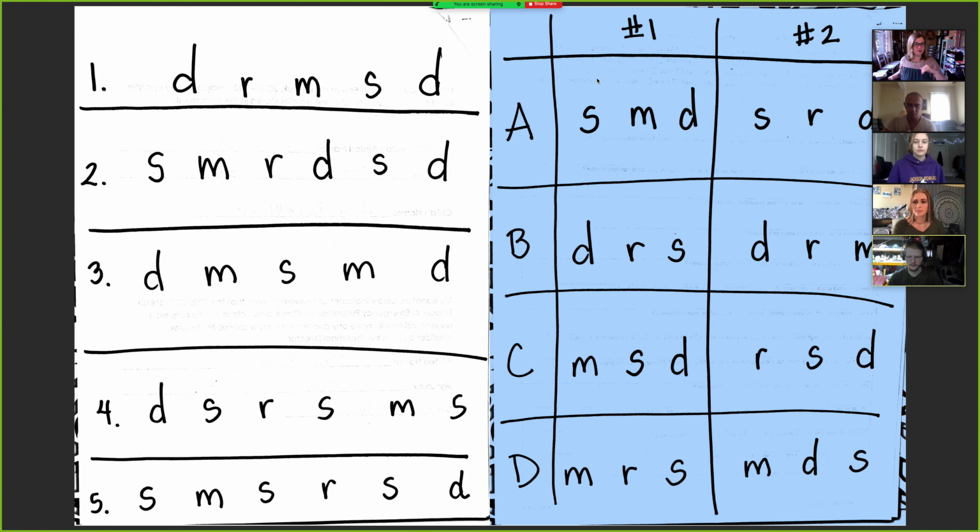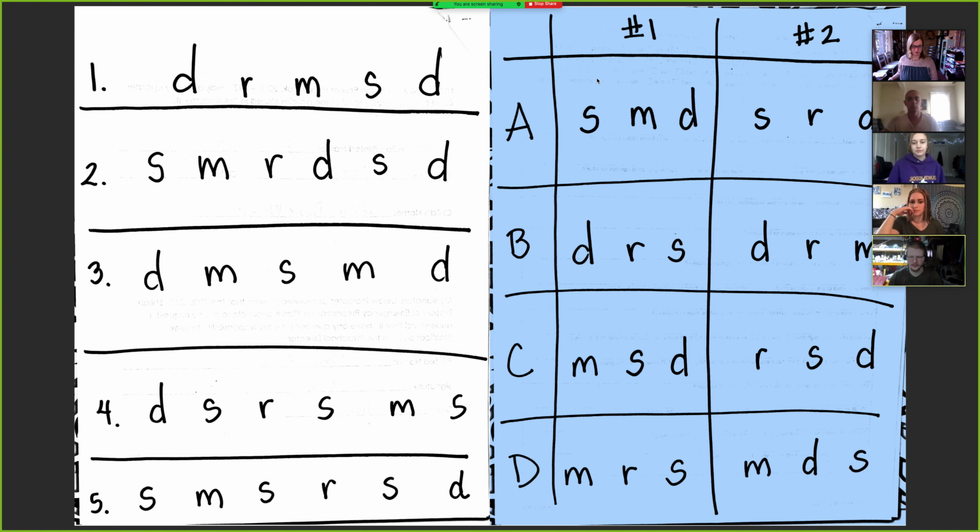How does that differ from B? Do, re, so. The interval from re to so is a what? Show me with your fingers. Right, it's a 4th. Let's sing B. Do, re, so. Cool. All right, here we go.